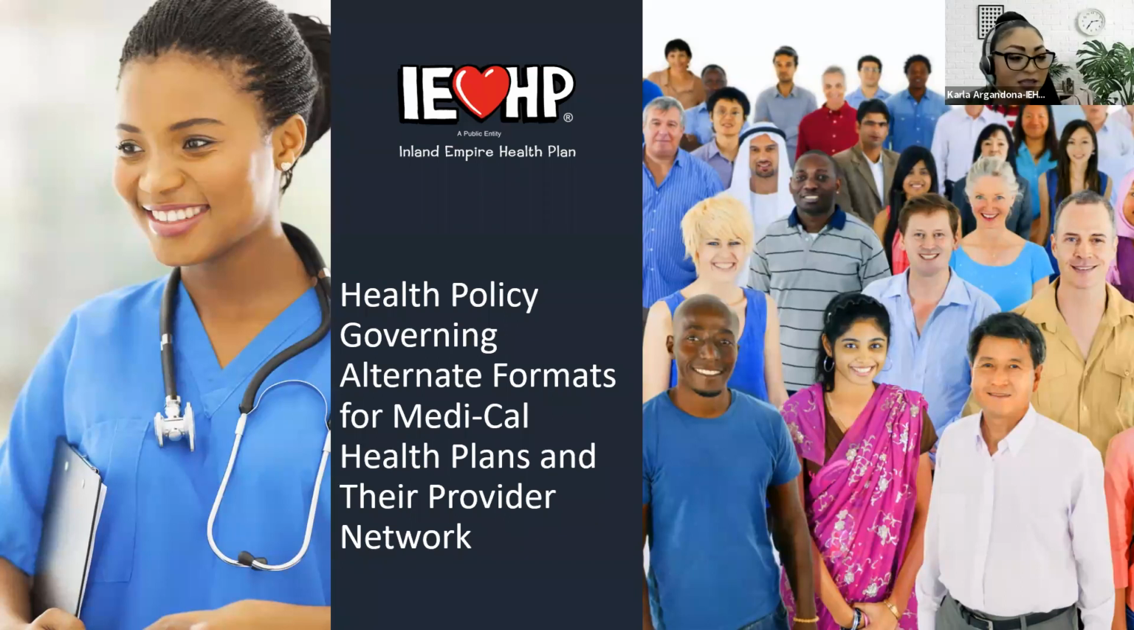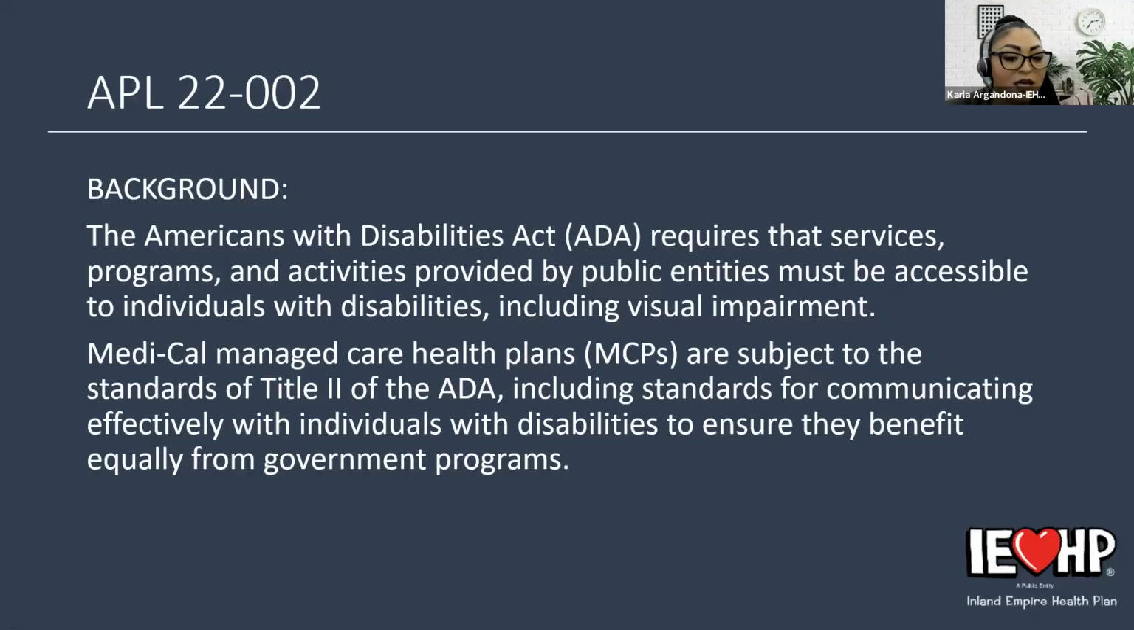And if we can start off with the next slide, please. Thank you. So as of March 14th of this year, DHCS did release an updated APL, which is 22-002, and it's alternative format selection for members with visual impairments. So I want to just go over a little bit of the background information.